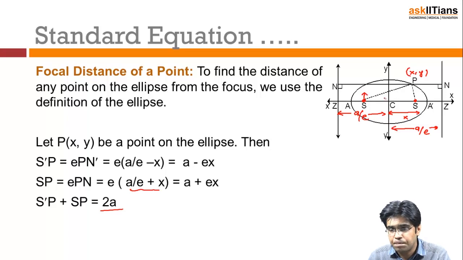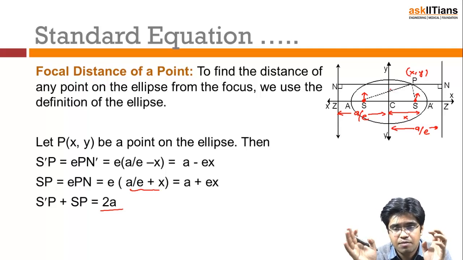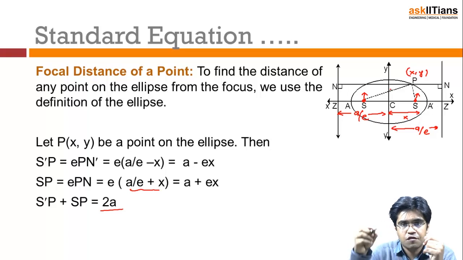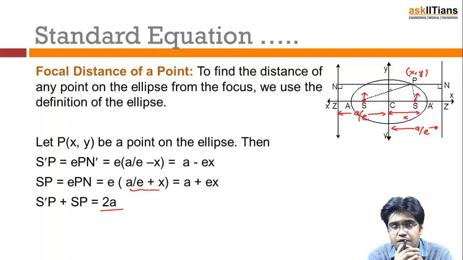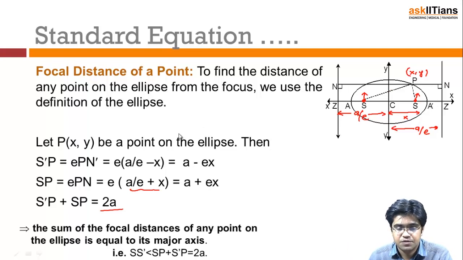So if you put two pins here, take a thread of any length which is greater than S dash S, and tie both the ends of the rope at S and S dash. Remember that your rope has to be longer than the distance between S and S dash. So the length of your rope is the major axis. If you put a pen with the rope and draw the figure with the rope properly stretched, then you will get a figure which is an ellipse. So this is the tracing property of the ellipse. Always remember, the sum of focal distances of any point on the ellipse is equal to the length of its major axis. This is called the tracing property of the ellipse.